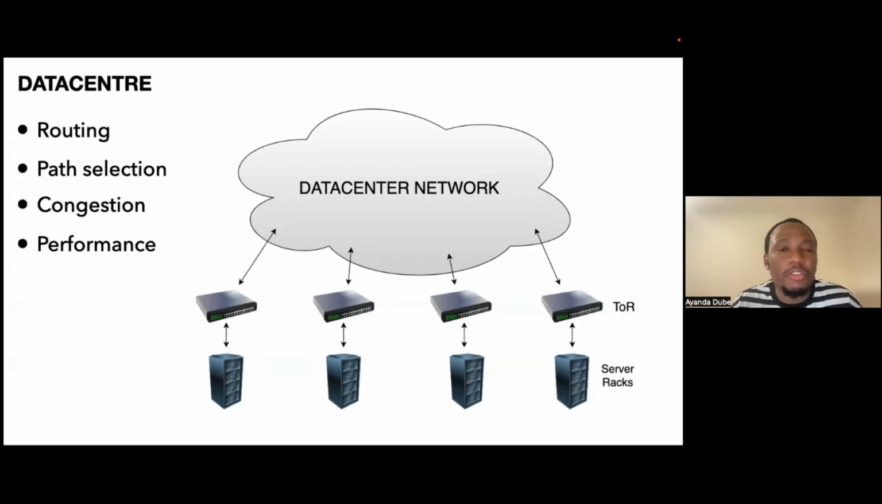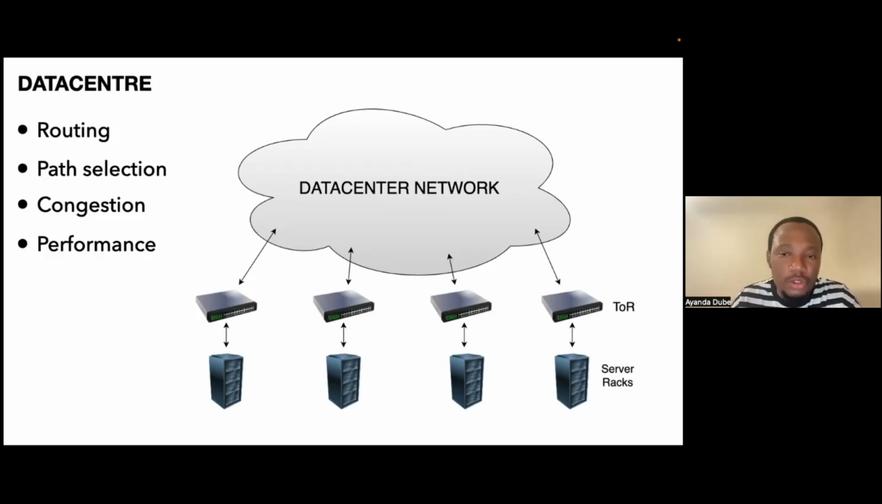And there are some performance attributes which need to be taken care of. They are the routing, the path selection of the data: is it being traversed from one server to another? Because there's a lot of traffic being exchanged across the servers. There's also congestion control, which needs to be taken care of, and the entire performance of the data center, when you look at things like throughput and latency. These are some of the things which data center engineers have to be concerned about and always make sure that things are working efficiently.